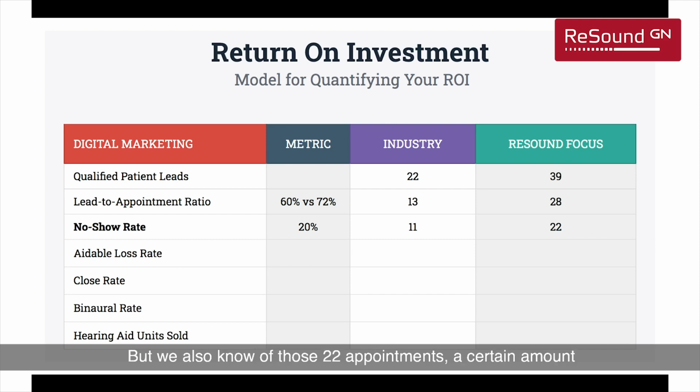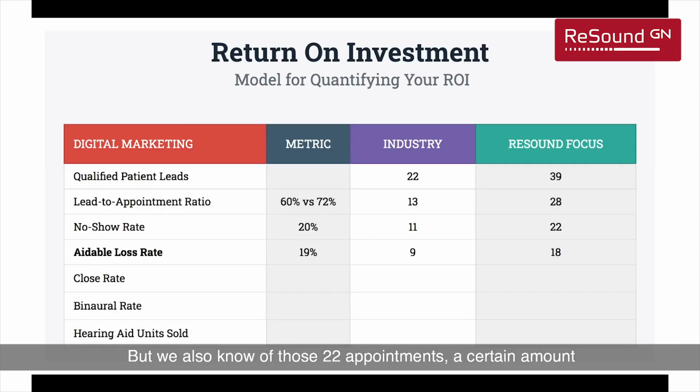But we also know of those 22 appointments, a certain amount will not be eligible hearing aid users. Again, according to industry data, we have an aidable loss rate of about 19%. That leaves us with a little over 18 appointments that are eligible new hearing aid users.